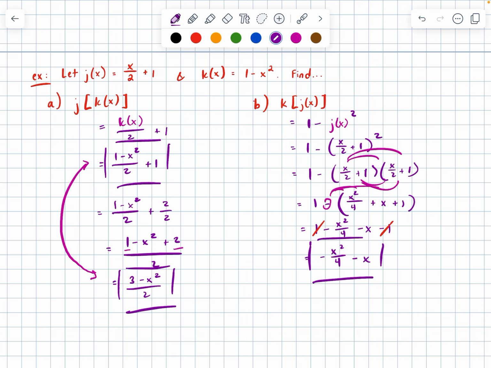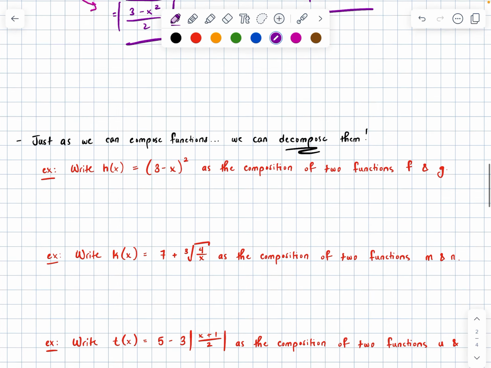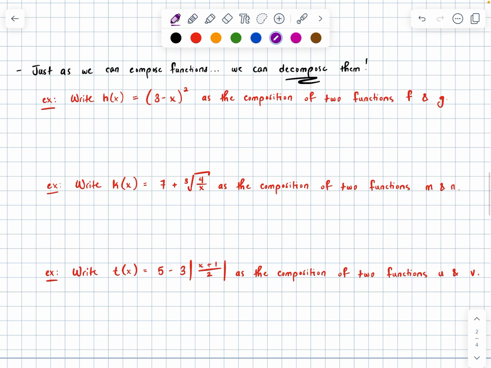Yeah, probably. Quickly, just as we can compose functions, we can also decompose them. So say, for example, that I have h of x, it's equal to 3 minus x quantity squared. I want to rewrite it as the composition of two other functions. We'll call them f of x and g of x. Take 30 seconds, pause the video. What do you think the process of breaking down, reversing our composition might look like here?